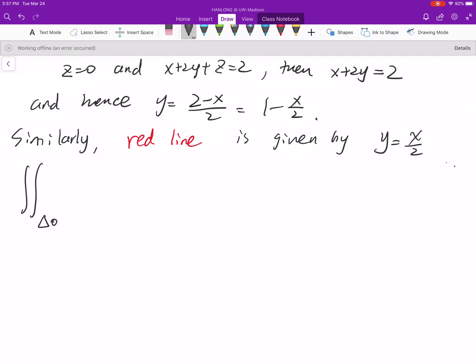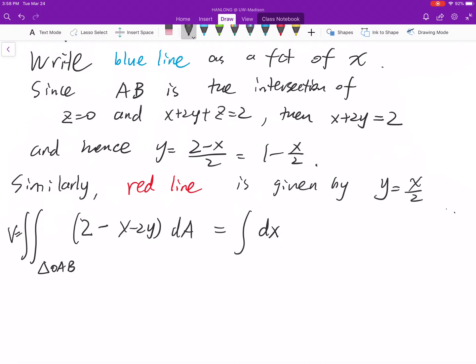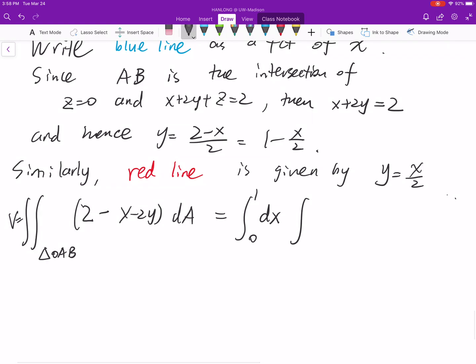Now we can calculate the double integral. Recall the volume equals the integral of 2 minus x minus 2y dA. Written as an iterated integral, the x variable is from 0 to 1. The y variable, because the blue line is on the top, goes from x over 2 to 1 minus x over 2, and inside you have this function.